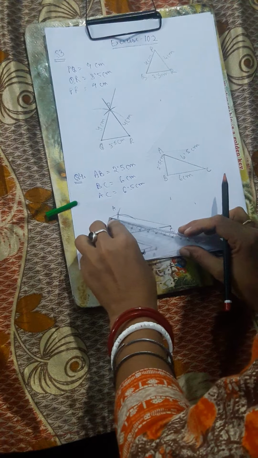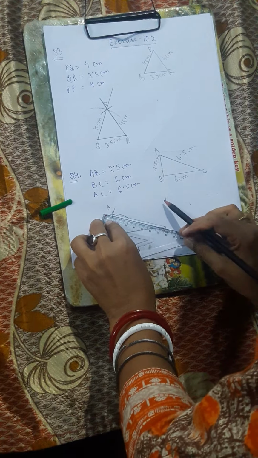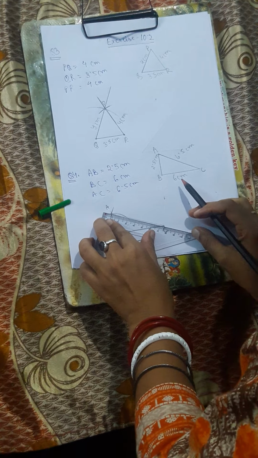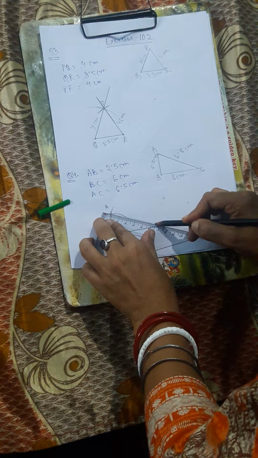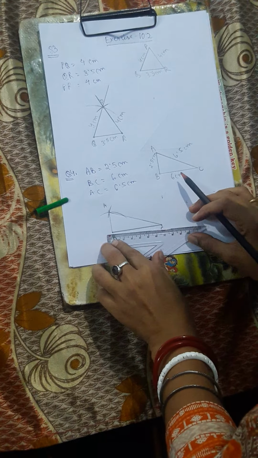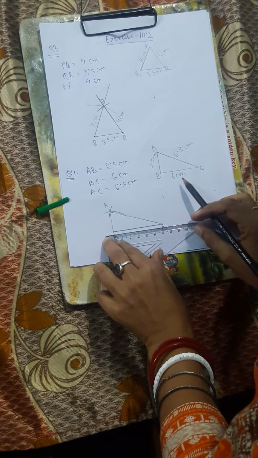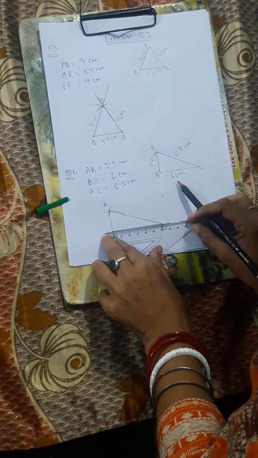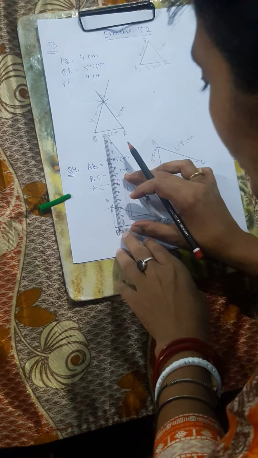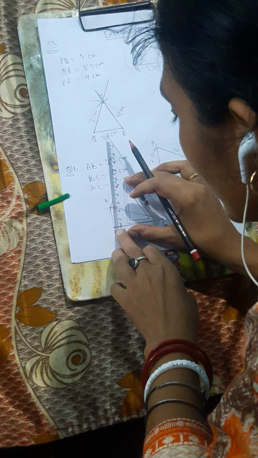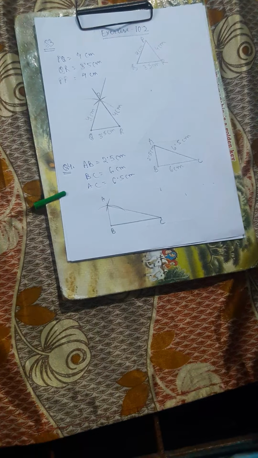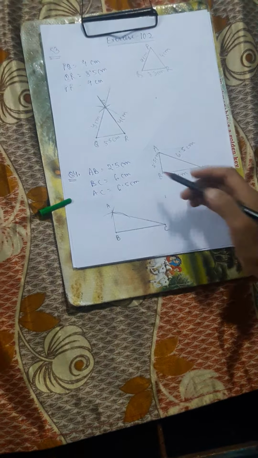Here let's take the measure also, for the cross check. AC was given how much? 6.5 centimeter. See, follow it. Here it is exactly 6.5 centimeter you are getting. Yes or no? See, check it. Now BC was how much? 6 centimeter. Let's check. Yes, exactly 6 centimeter. And AB was 2.5 centimeter. Okay, let's check. Yes, 2.5 centimeter.